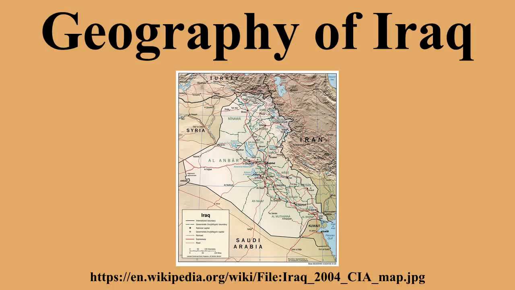Major geographical features. Most geographers, including those of the Iraqi government, discuss the country's geography in terms of four main zones or regions: the desert in the west and southwest, the rolling upland between the upper Tigris and Euphrates rivers, the highlands in the north and northeast, and the alluvial plain through which the Tigris and Euphrates flow.